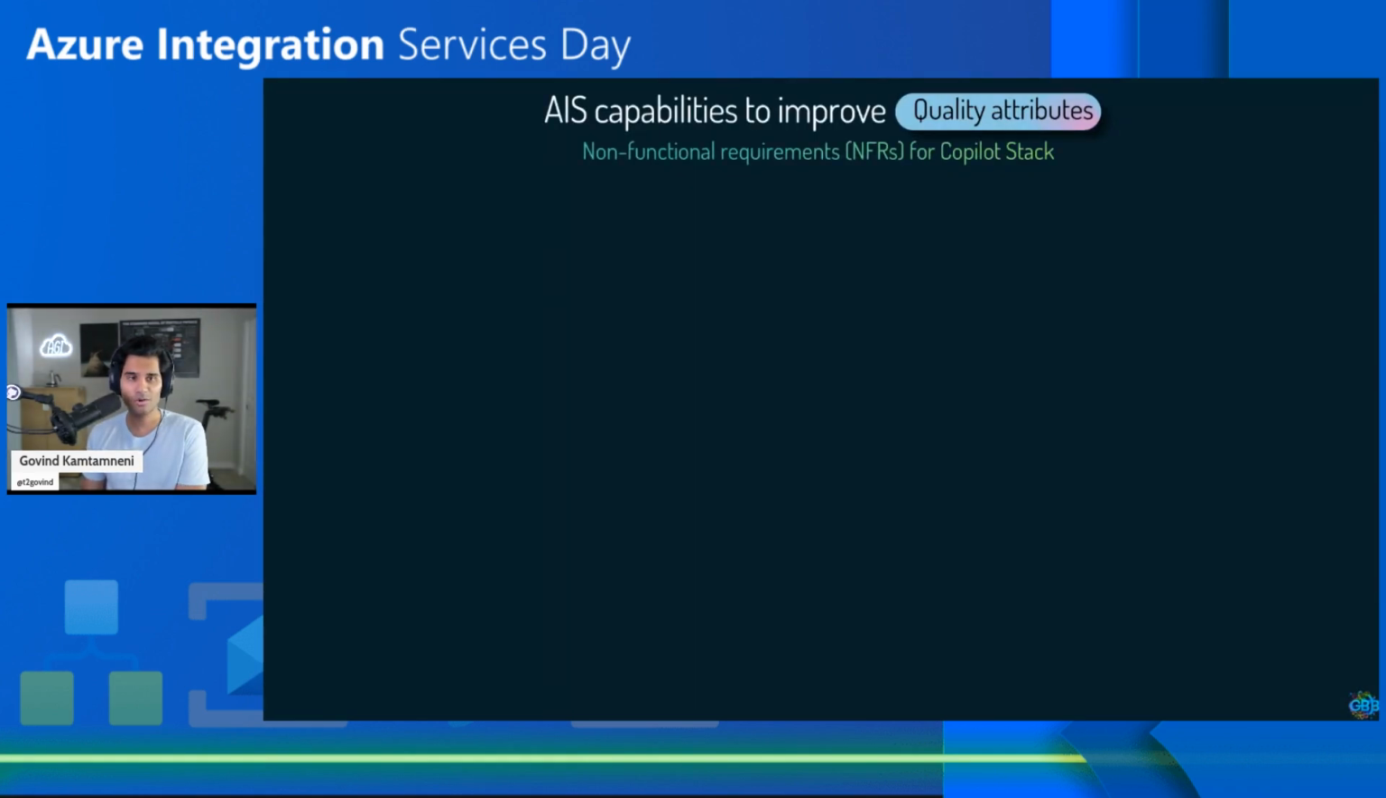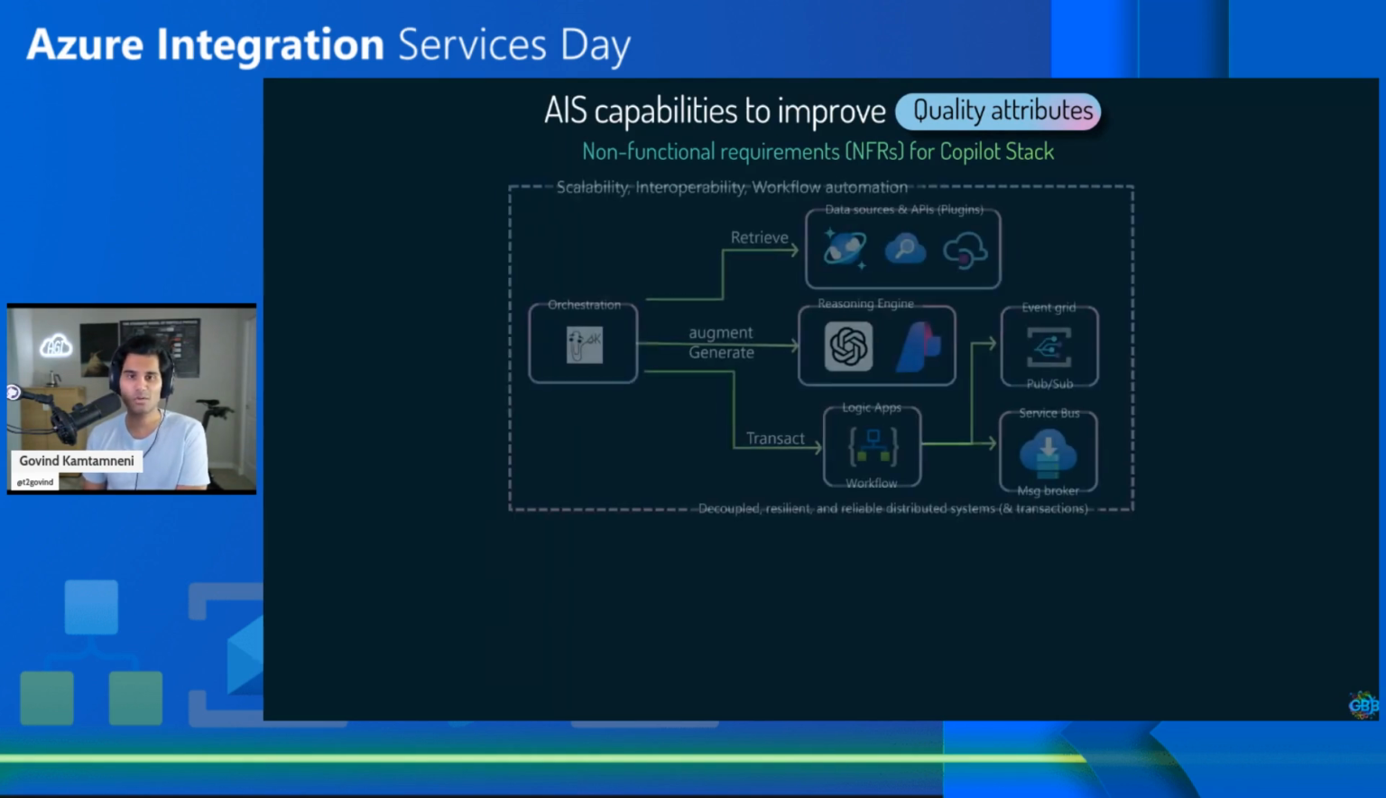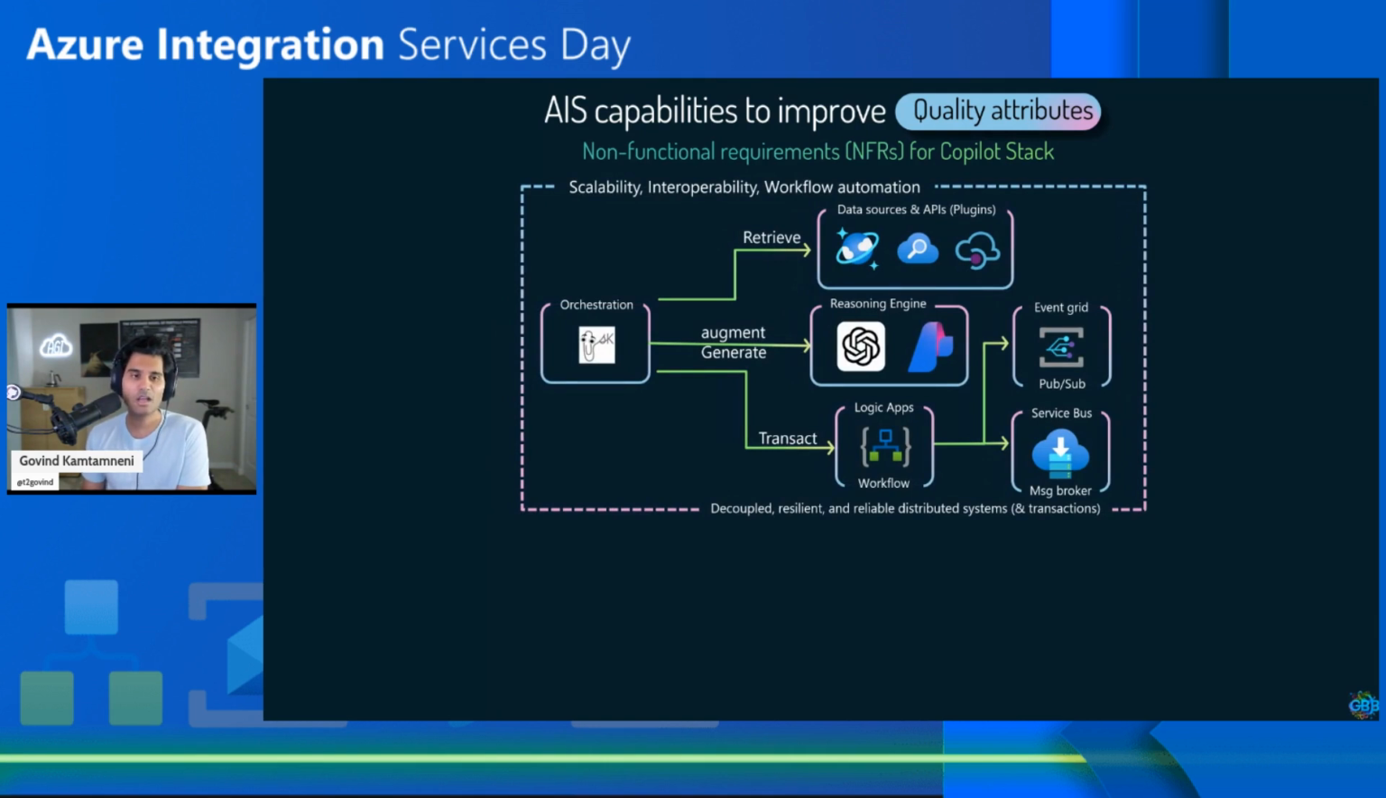There's a lot more that AI as a service and Azure Integration Services offer to improve quality attributes, or non-functional requirements, when it comes to copilots. Of course, you have scalability and interoperability, as well as workflow automation that you can achieve, right? We talked about retrieval augmented generation, but maybe you might also want to transact and run them reliably, using a combination of Logic Apps, Service Bus, or Event Grid, right?